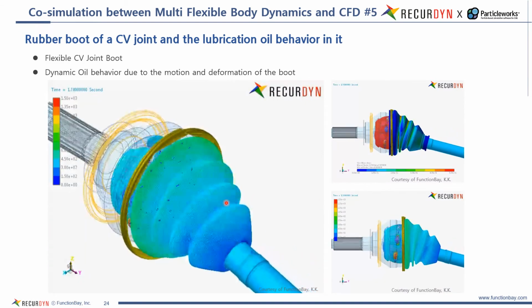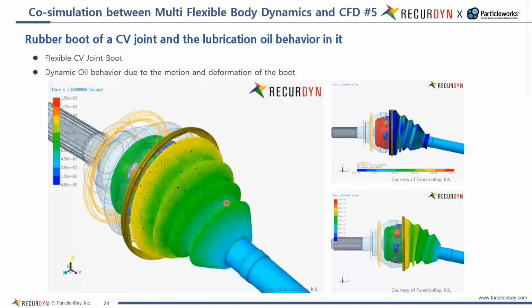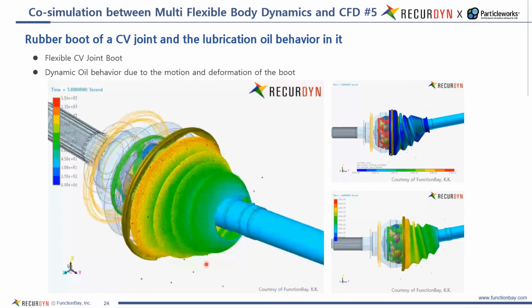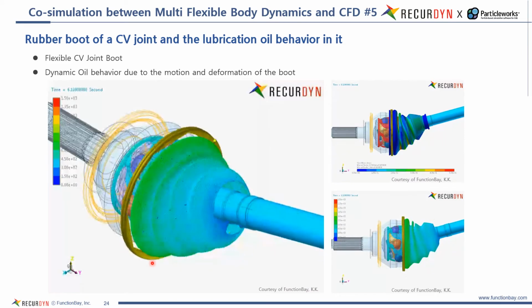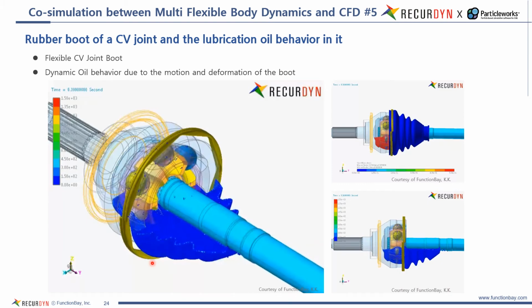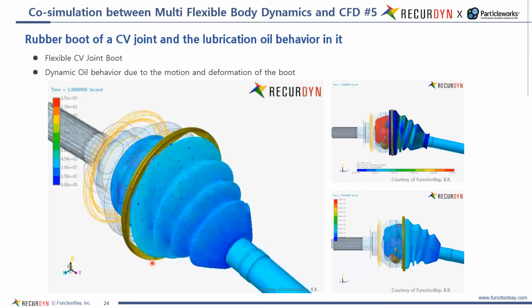This case shows the dynamic behavior of a rubber boot and lubricating oil. As the rubber boot rotates, it shows a large deformation and self-contact. The changes in the behavior of the lubricating oil inside can be viewed accordingly.